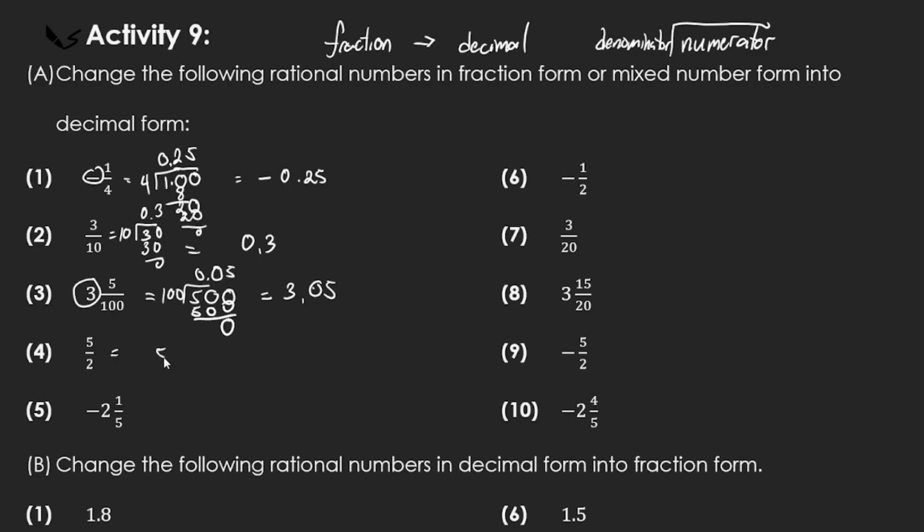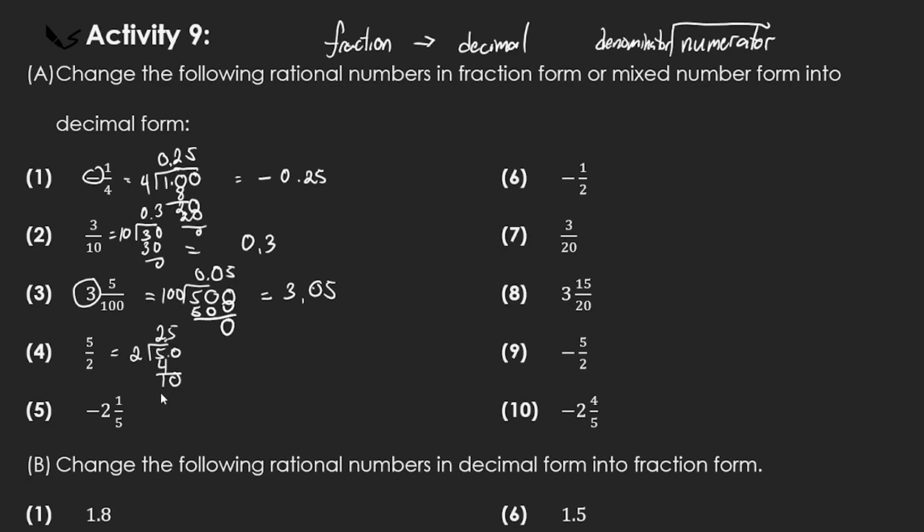Number 4, we have 5 halves. Get the numerator and divide it by the denominator. How many 2s are there in 5? There's 2. So we have 4 here. The difference of 5 and 4 is 1. We have a remainder, so let's just add 0 here. Put that 0 down. How many 2s are there in 10? There's 5.